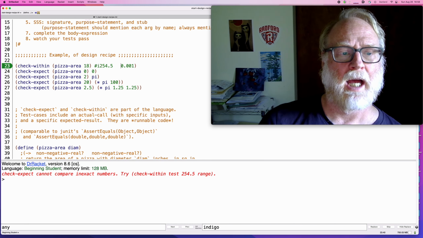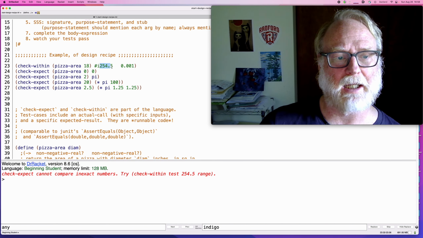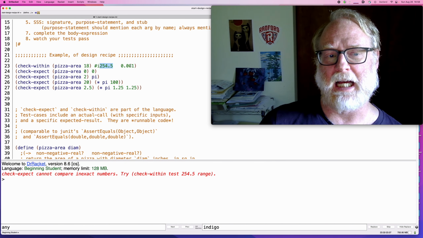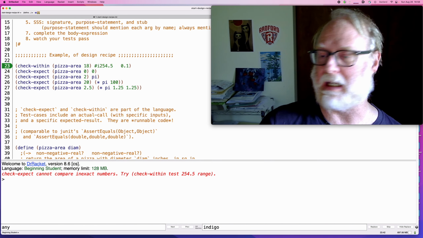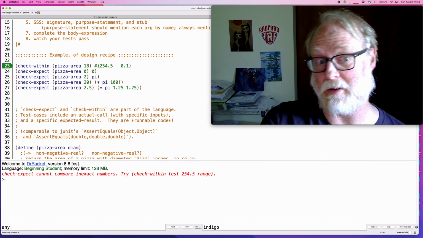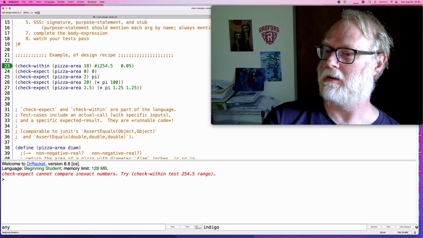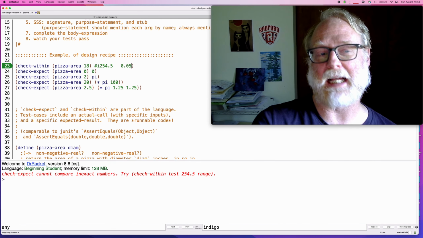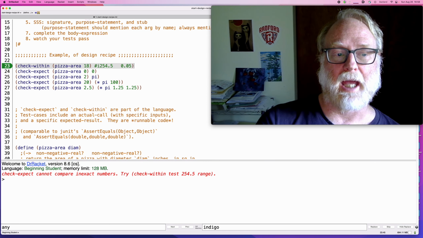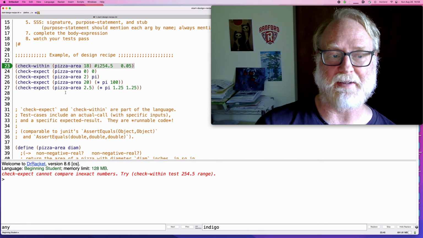So actually my answer here, 254.5, how accurate is that? I did it on my calculator and I just wrote down the first few digits. So that's probably within 0.1, maybe even within 0.05. So that's a good tolerance for this example. And this is good. However, we're going to have the same problem here.